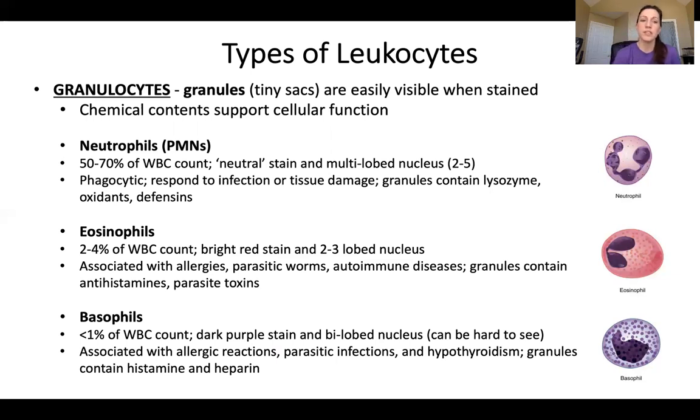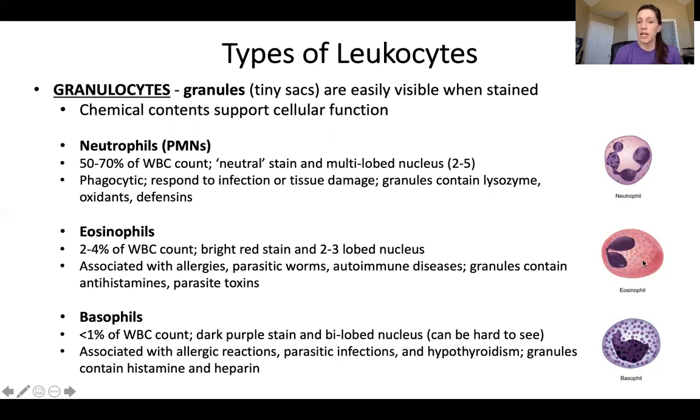So those are neutrophils. Eosinophils are the next most numerous type of granulocyte. As you can see, there are far fewer eosinophils than neutrophils. Neutrophils can be as much as 70% of your white blood cells. Eosinophils max out at 4%. So that's a very drastic drop off in numbers compared to the two.